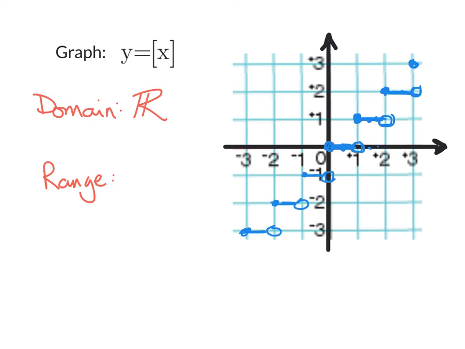However, the only thing that's going to come out of this function is going to be an integer. We're only going to be able to get negative 3, negative 2, negative 1, 0, 1, 2, 3, only positive and negative whole numbers. So the range is just the integers.